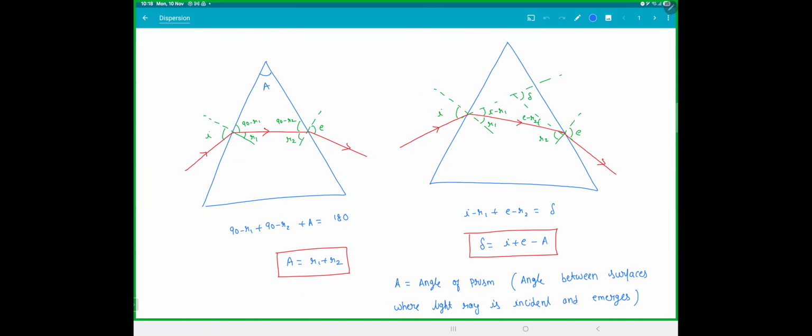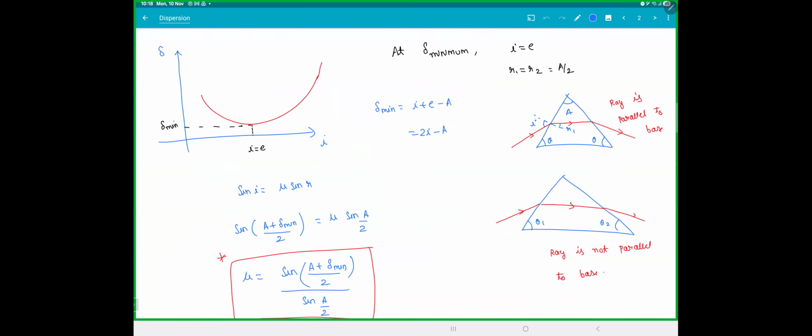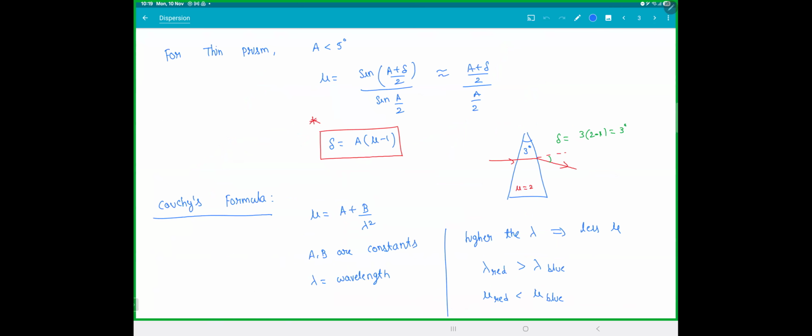This is your standard prism. We have done this before, right? Deviation is i plus e minus A. A is equal to r1 plus r2. All this stuff, I hope you remember this formula. This was important, and this is there for advance also. So mu is equal to sin((A plus delta m)/2) by sin(A/2). Now for thin prisms, when A is less than 5 degrees, the deviation becomes A into (mu minus 1).